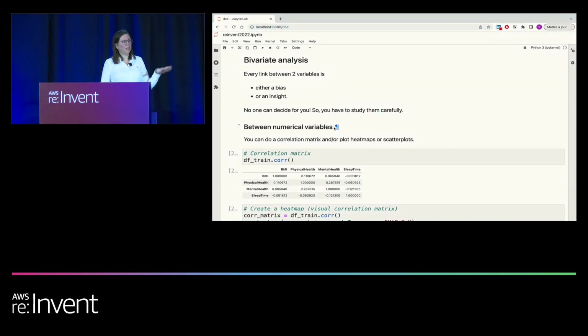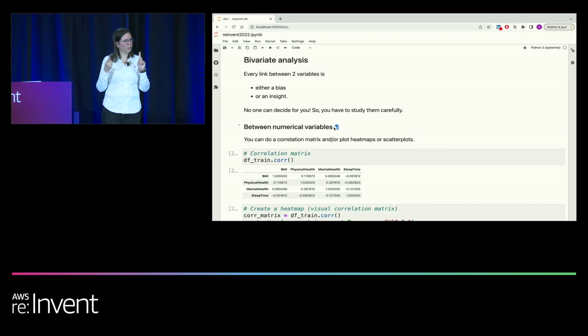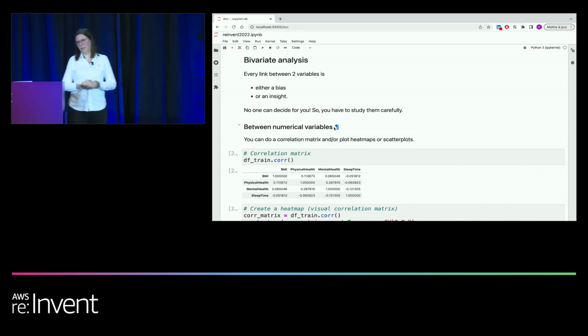When you have done the univariate analysis, you will do the bivariate analysis, meaning that you will study 2 features together to see if there is a link between the 2. If you see a correlation between 2 features, it can be either a very dangerous bias or a very interesting insight. And you don't know if it will be very dangerous or very interesting if you are not looking exactly at what happened here. So you cannot use a tool who will say, oh, this is dangerous, this is very interesting. The only thing that can do that is human intelligence.